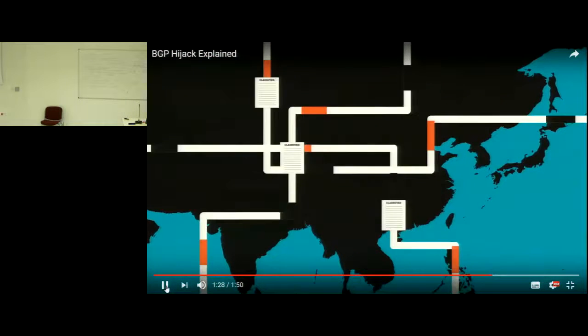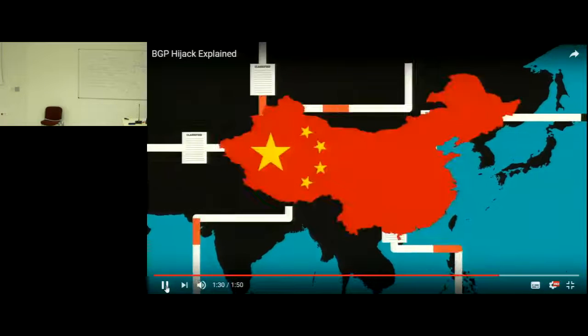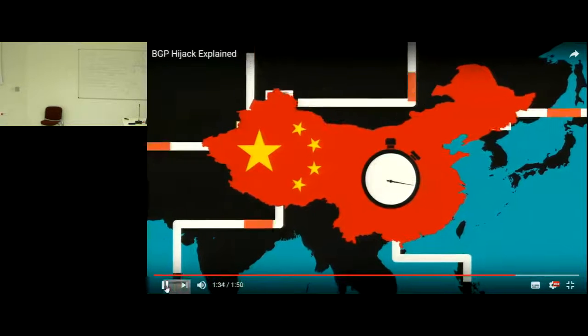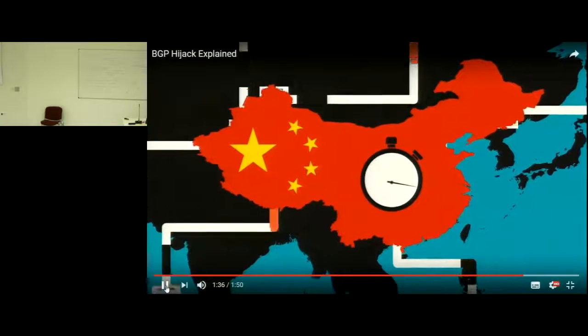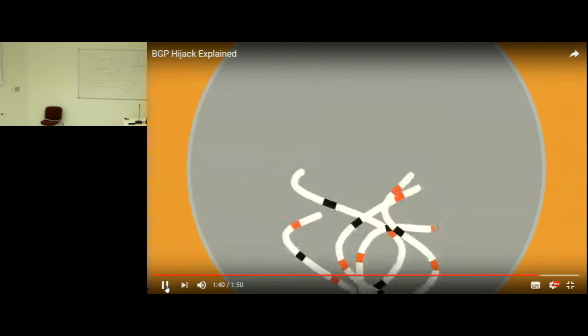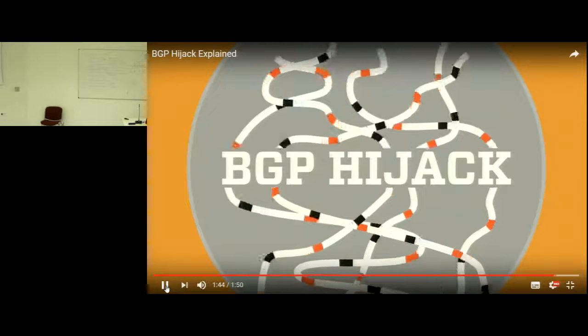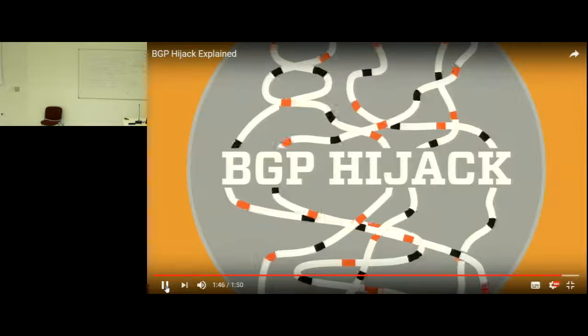Huge flows of U.S. military data passed through China during an 18-minute incident in 2010. Experts are still unsure whether the hijack was intentional. When internet traffic gets sent off course, intentionally or not, it's called a BGP hijack. They happen every day, and it's not clear how to stop them.